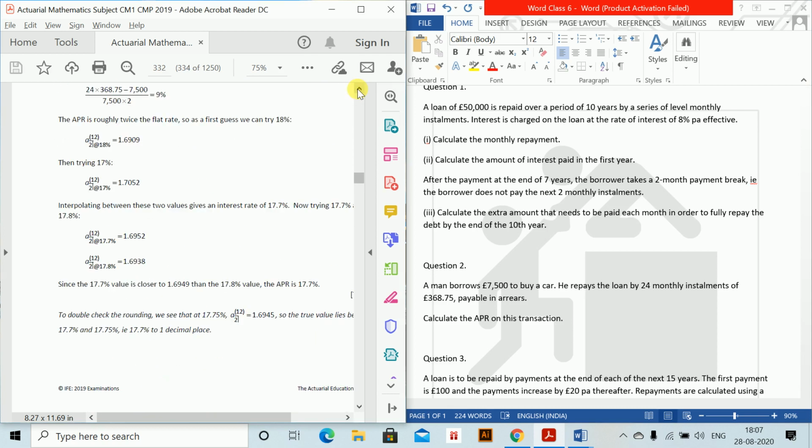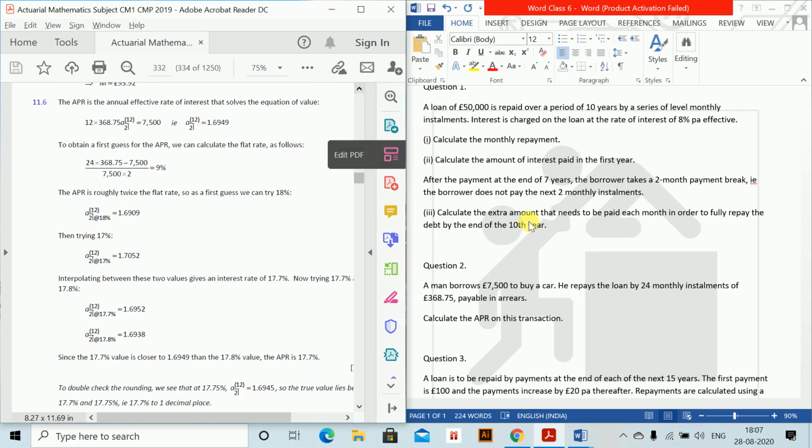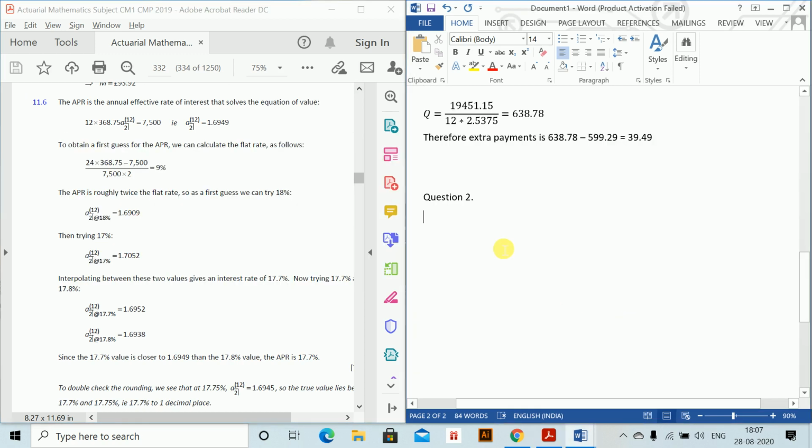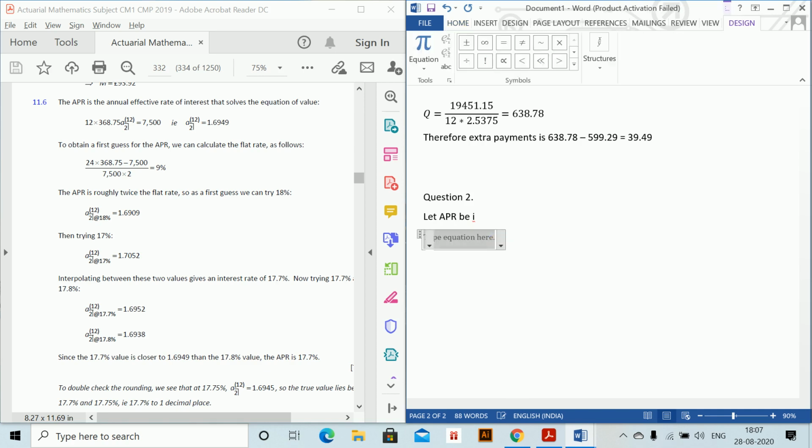So this is also a material sum. If you see, I have taken the sum 11.6. So we'll just do this here. APR, let APR be i. Okay, so therefore 12 into 368.75, alt shift B, where this n has to be 2, and again to the power, double brackets, 2 which is half yearly, 12 which is monthly payment. This has to be equal to 7,500.